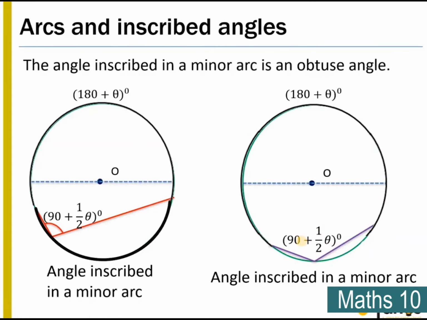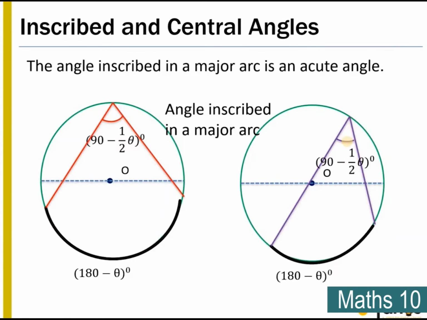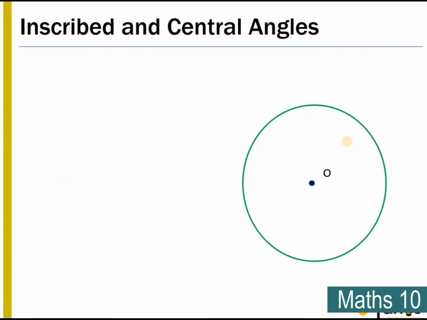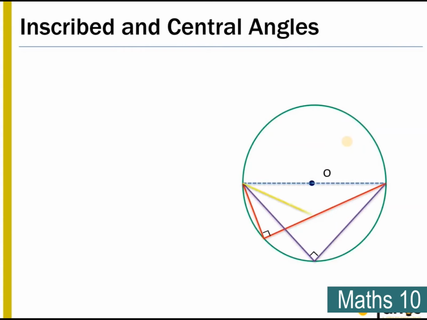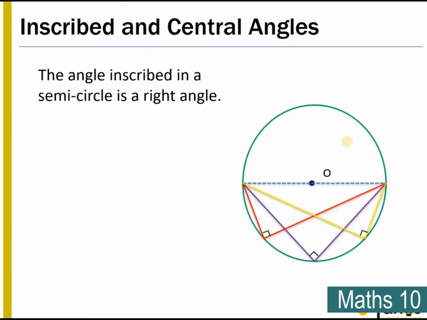And we can conclude that the angle inscribed in a minor arc is always an obtuse angle, greater than 90 degrees. And we can conclude that the angle inscribed in a major arc is always an acute angle. The angle inscribed in a semicircle is a right angle. It's exactly equal to 90 degrees.